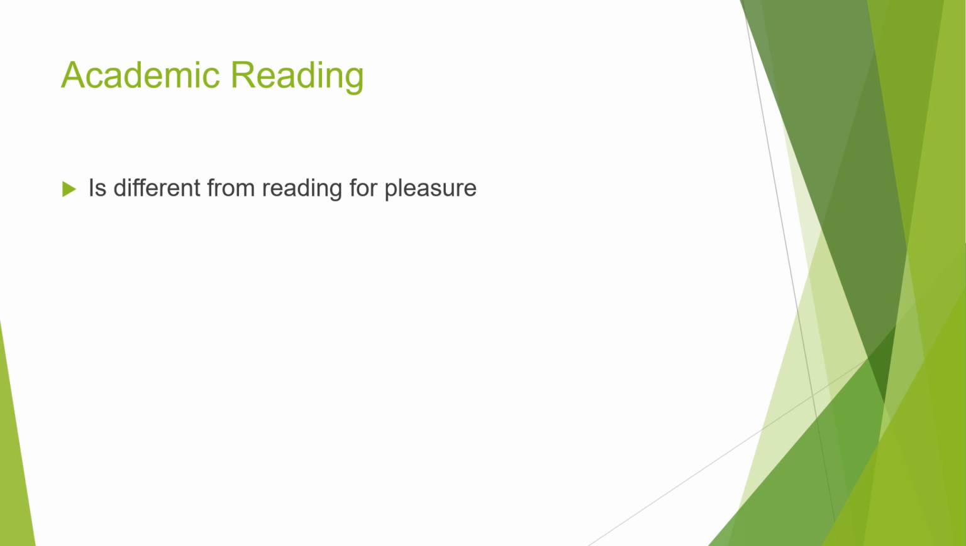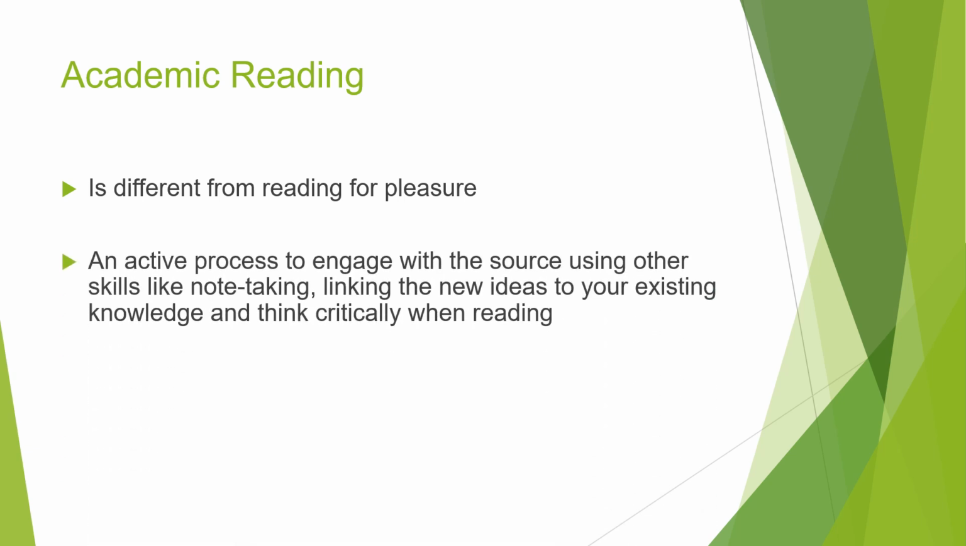You don't read everything. You just look at your assignment question maybe, and you think, okay, which parts of this book are relevant? Or the same, which section of the article are relevant to my topic? And just read those sections, which is completely different when you're reading a novel. You tend to start on the first page and continue right to the end to follow the storyline. So academic reading is an active process, and you do that to engage with the source using other skills like note-taking, linking the new ideas to your existing knowledge, and then think critically when reading.